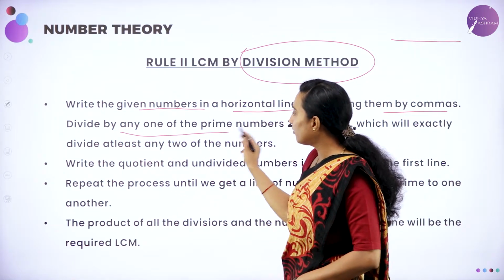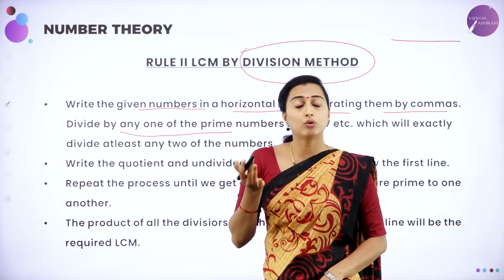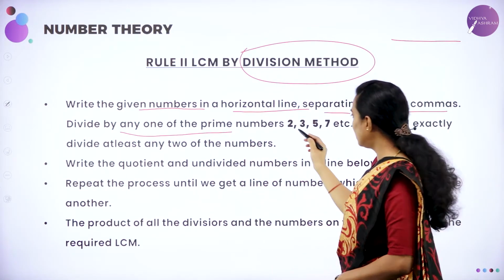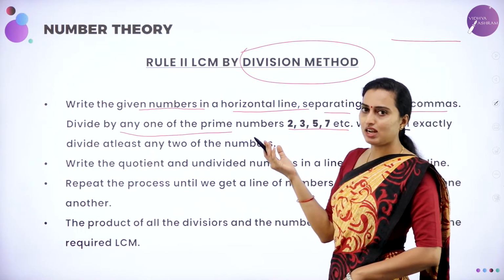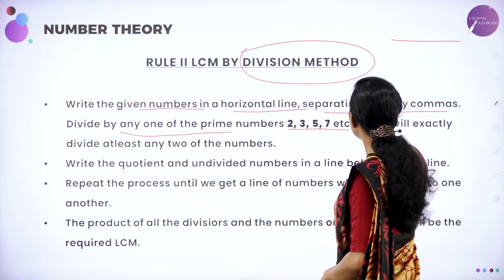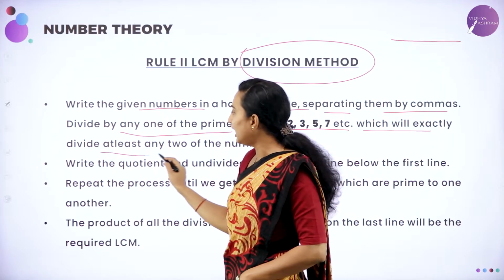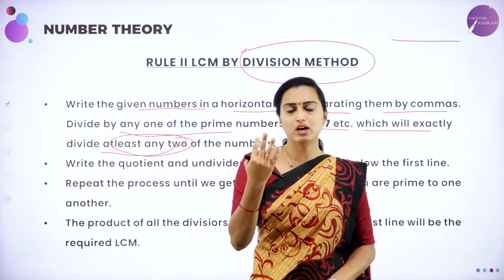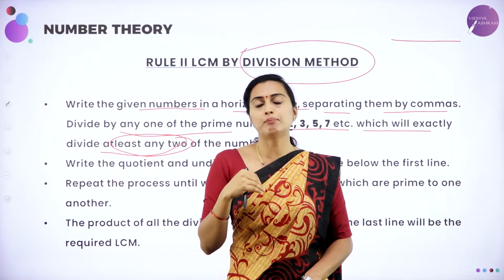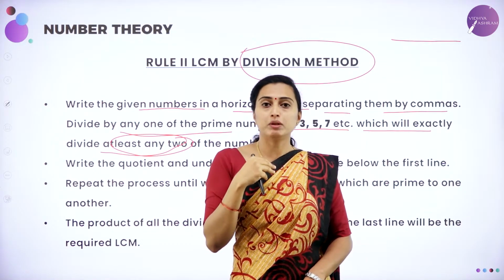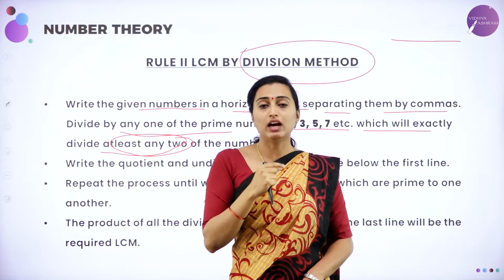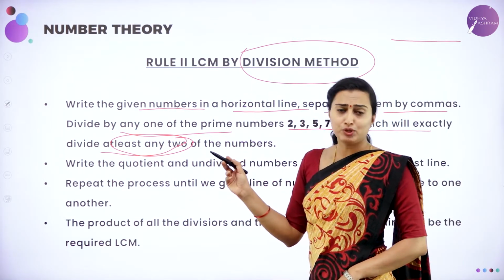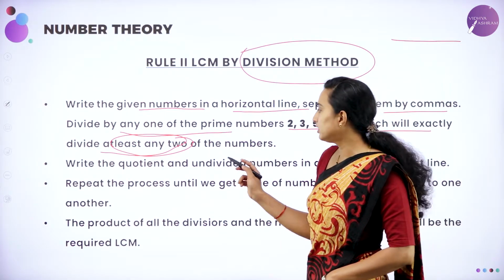Divide by any one of the prime numbers. What are all the prime numbers? We start with 2, 3, 5, 7. Here I have written 2, 3, 5, 7, etc. Any one of the prime numbers which will exactly divide at least any 2 numbers. So, in the given 3 numbers or 4 numbers, you have to choose the prime number which will exactly divide at least any 2 numbers. Okay, that's the procedure of the first point.